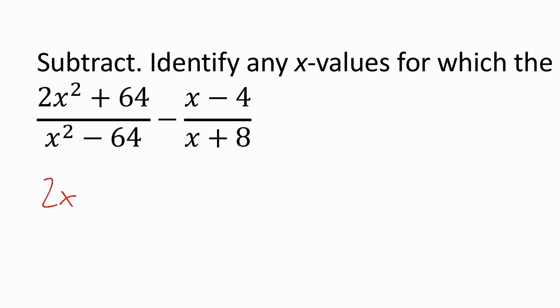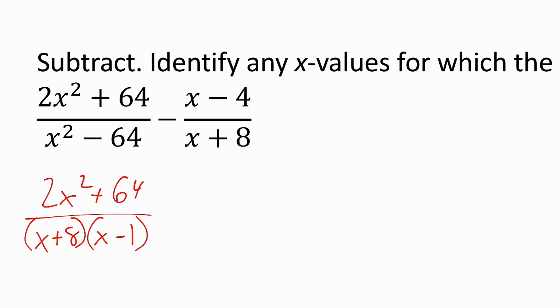That first numerator, we're going to leave it as 2x squared plus 64. The denominator, x squared minus 64. X squared is a square term. It's got it in the name. 64 is also a square number. It is the same as 8 squared. So this can be factored out like the difference of 2 squares, where we have x plus 8 times x minus 8. Again, you can put that in whatever order you want, x minus 8 times x plus 8, as long as you've got one of each. The second fraction, still x minus 4 over x plus 8.